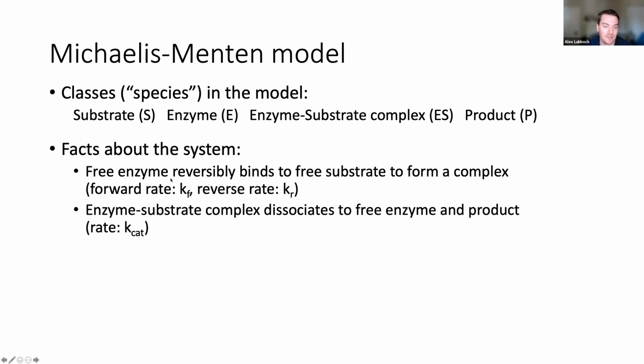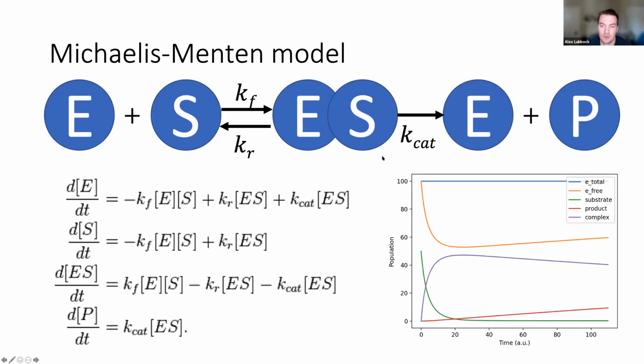So facts about the system: this free enzyme reversibly binds to form the complex with some forward rate and some reverse rate, and then this complex dissociates to a free enzyme and product with some rate, which we'll call kcat. So if we're drawing a diagram of this, it looks something like this. Enzyme plus substrate forms this complex, forward rate, reverse rate, and some catalysis constant where the enzyme dissociates. And of course, now that this enzyme is free again, it can go back and bind with more substrate.